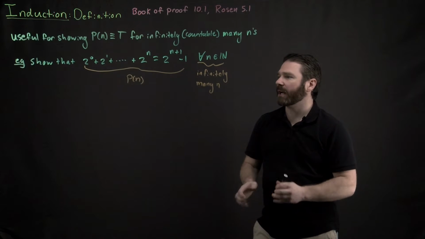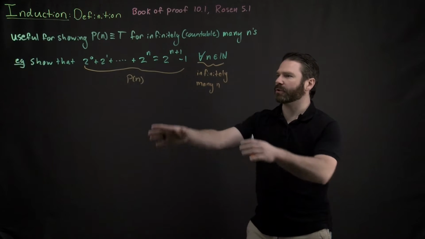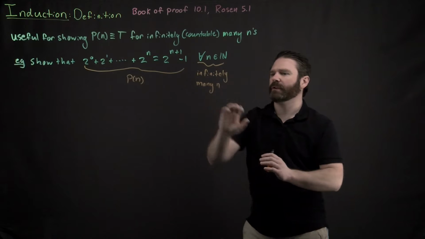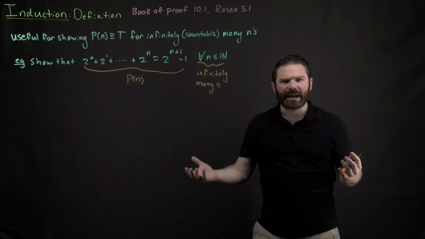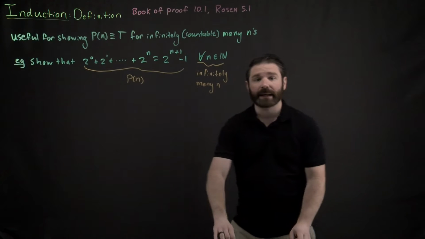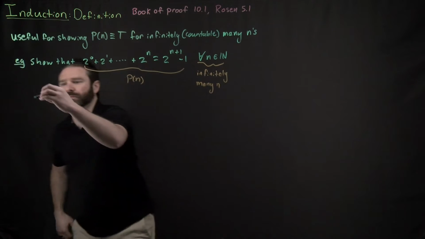So a proof by induction is especially useful whenever you're trying to show a statement like this. Propositional function is true for infinitely many n. So how exactly does a proof by induction proceed? So let's go ahead and look at the definition.